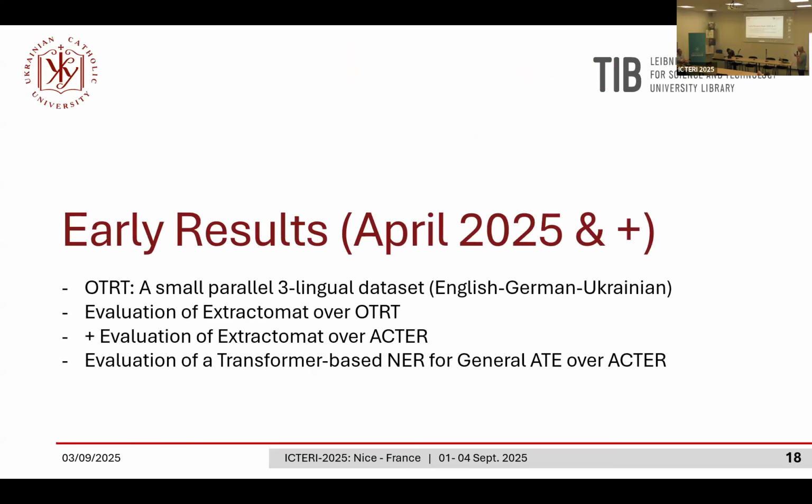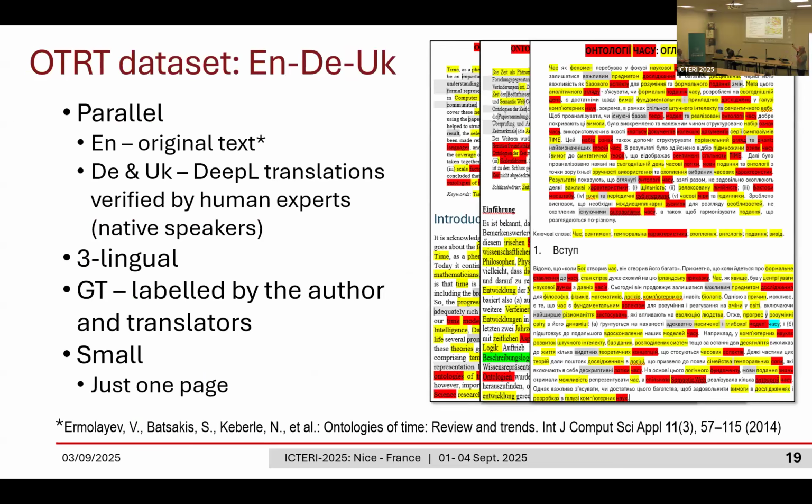So this is now the source document colored for manual markup for terms. This is OTRT. Ground truth has been labeled by the author and then rechecked by the human experts who were native speakers in Ukrainian and German. The data set is small, it's just 1 page. Because if you continue with the second, it becomes a little bit too boring.